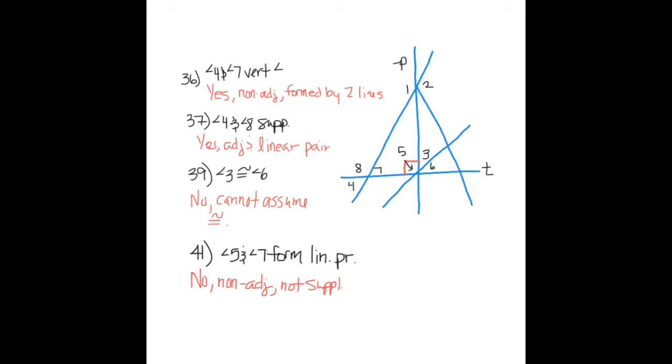Number 37, can you assume that angles 4 and 8 are supplementary? Yes, you can assume that they're supplementary because they're part of a linear pair and they're adjacent to each other.